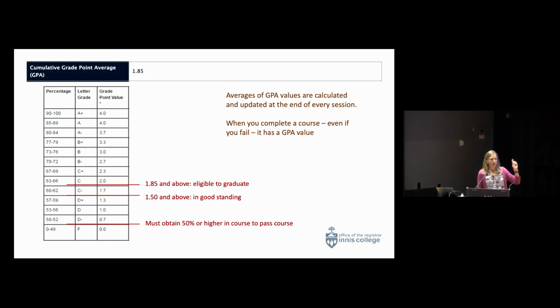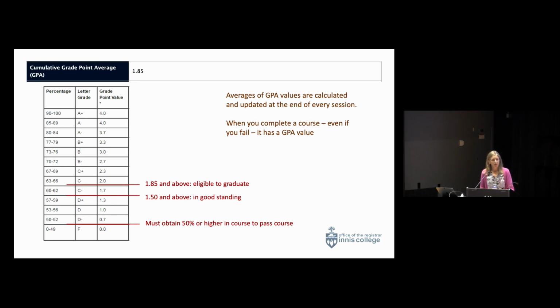These ranges of percentages translate to a letter grade, A through F. And each of those letters has a grade point value on a 4-point scale. So the column on the right will ultimately be the most important to you. Your cumulative grade point average is the sum total of your grade point values divided by the number of credits attempted. In order to be eligible to graduate, that calculation needs to come out to a 1.85 or better.